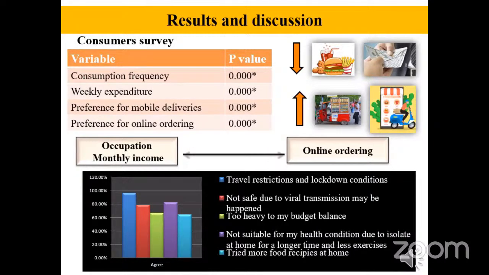Also, according to the chi-square test, used to investigate the associations between consumers' demographic variables and fast food consumption changes, it was revealed that there were positive associations between preference for online ordering during the COVID-19 period and occupation and monthly income, and also for the reduction of consumption. Travel restrictions and lockdown situations were noted as major reasons.